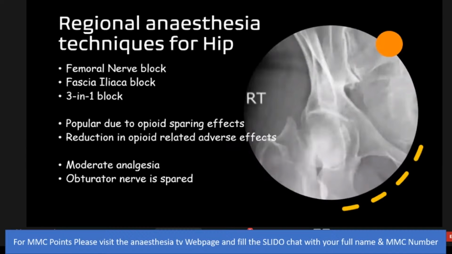The most common regional anesthesia techniques used for hip patients are femoral nerve block, fascia iliaca block, and 3-in-1 block. The aim is to reduce opioid consumption and thereby reduce opioid-related adverse effects. But these techniques provide only moderate analgesia and the obturator nerve is consistently spared. Moreover, the cephalad spread of the local anesthetic rarely extends beyond L5.